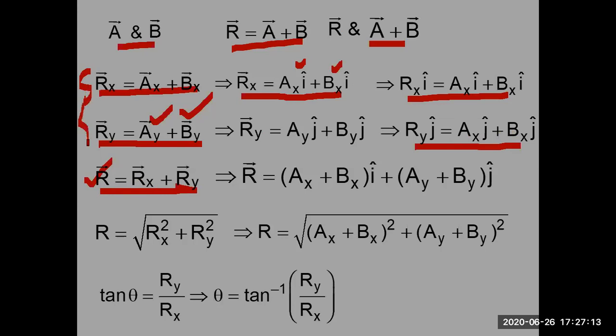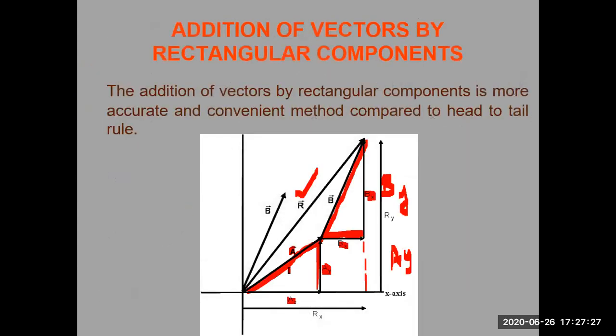So if you look at it, you have added both the vertical components. Here you are getting Rx, you are getting Ry. So this resultant vector is equal to Rx plus Ry. If you look at it, this one is basically Rx and this one is Ry.